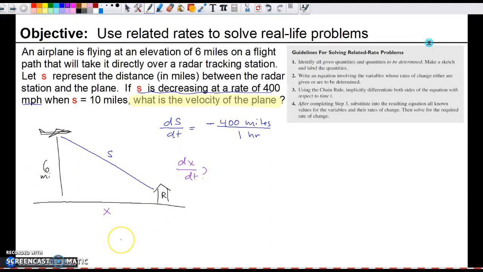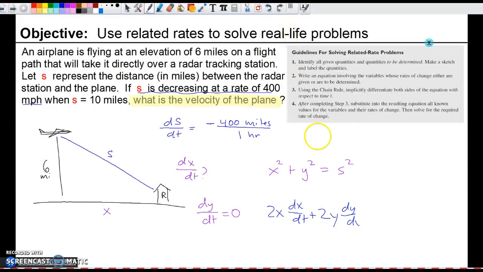Of course, it's just another right triangle problem. The relationship between all of them is that x squared plus y squared will have to equal s squared. In this case we have to do a substitution because we know that dy/dt is going to be 0. The change in y over time is 0 because it's constant. So I can use implicit differentiation now and just take the chain rule here: 2x dx/dt plus 2y dy/dt, oh, I messed that up there, equals 2s ds/dt.